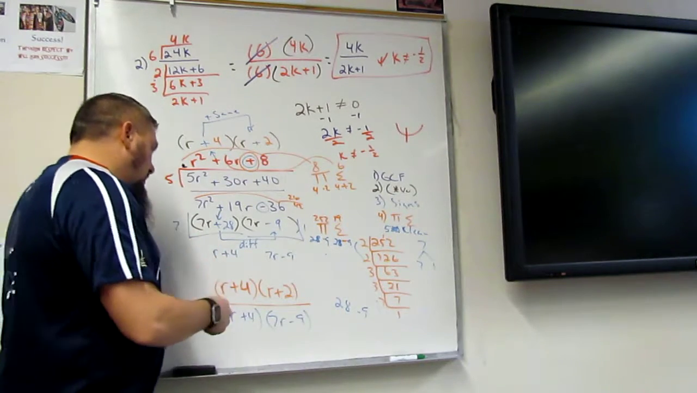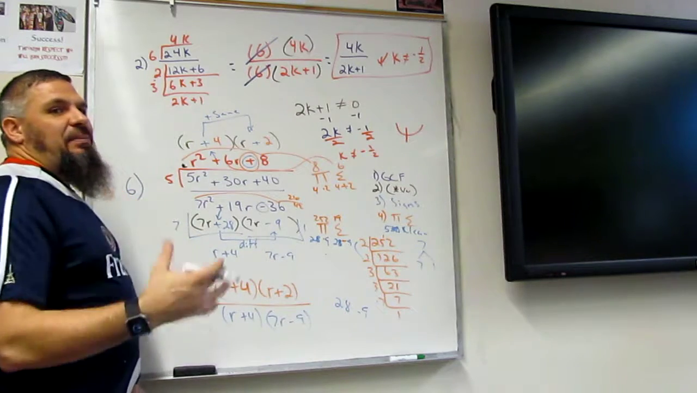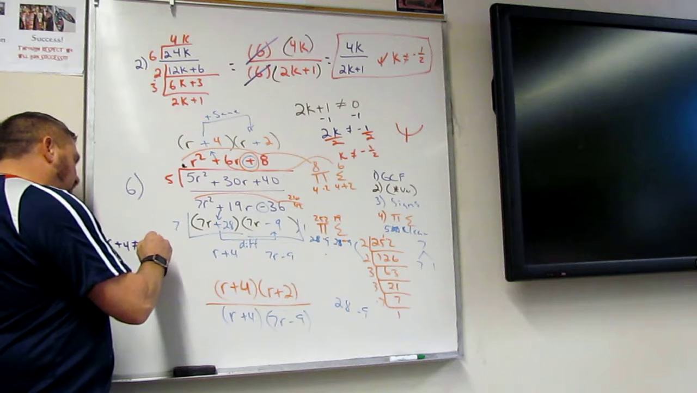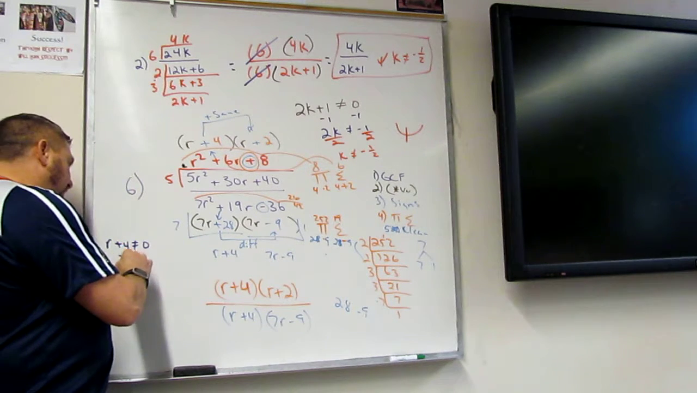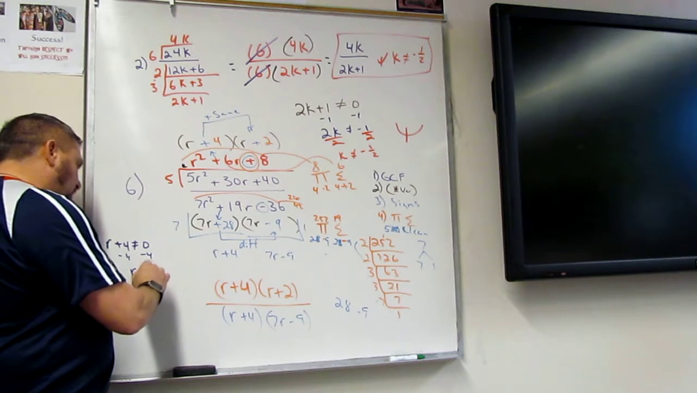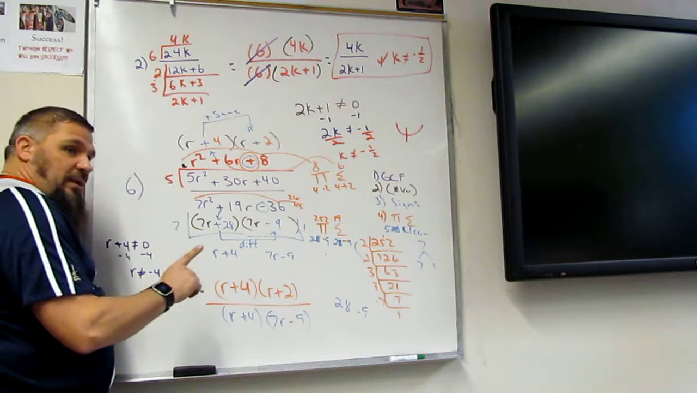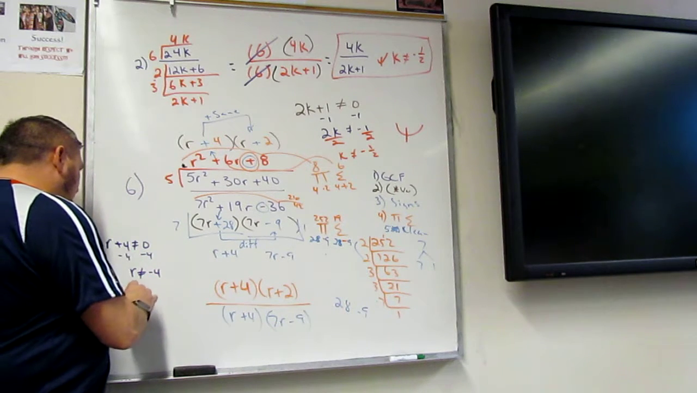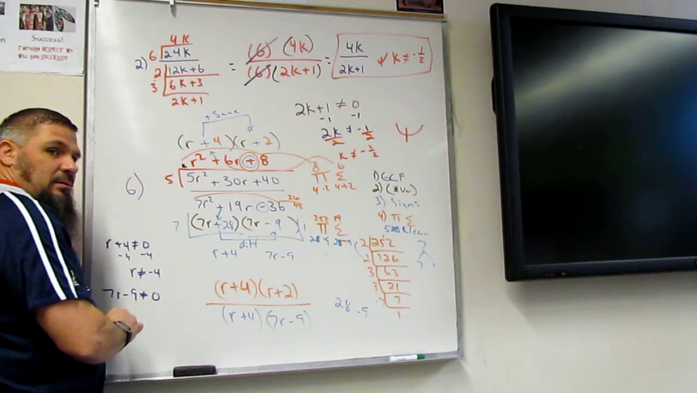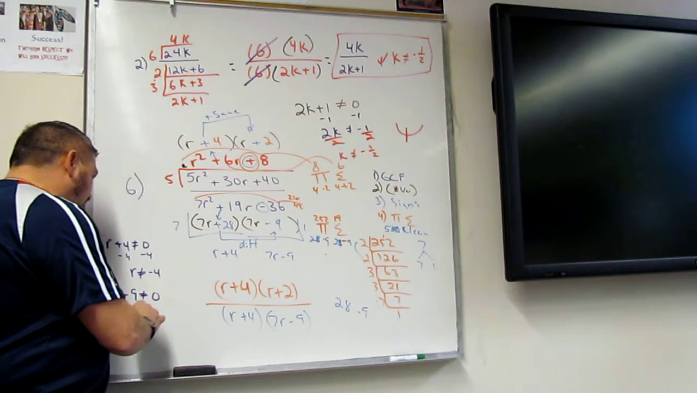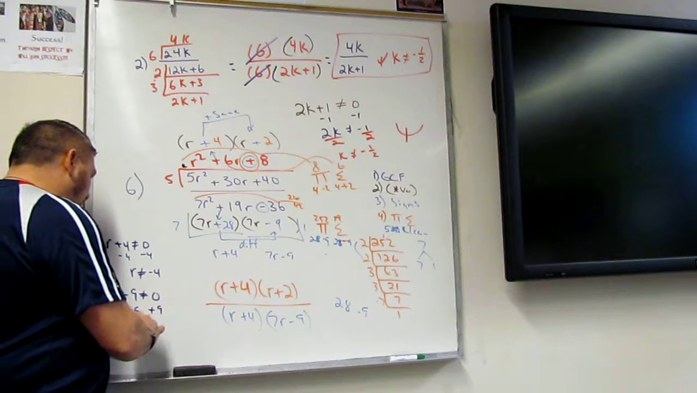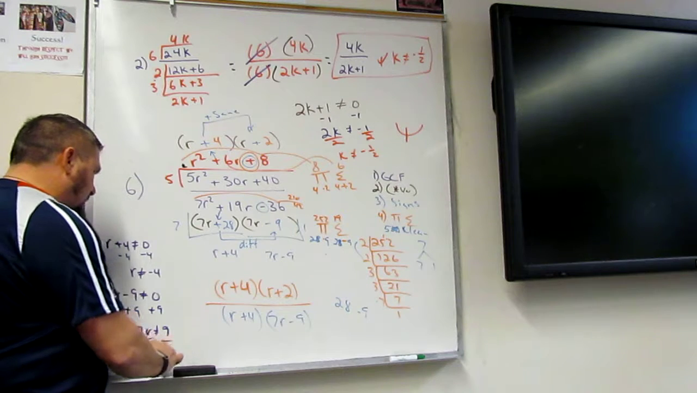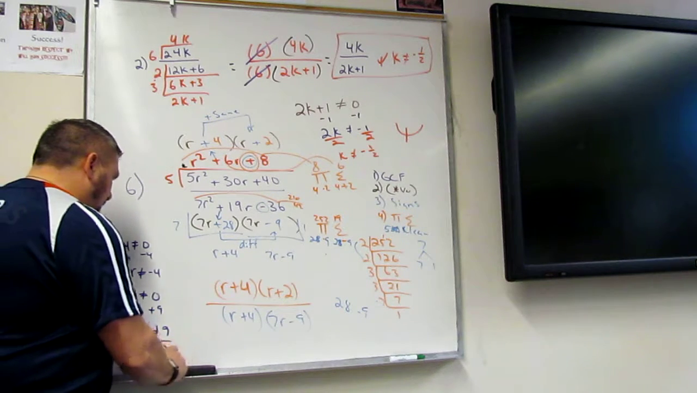Now, I need to know what X cannot be, or in this case, what R cannot be. R plus 4 cannot equal 0. So then I subtract 4, and I get R cannot equal negative 4. Right? And I also got to set this one up. 7R minus 9 cannot equal 0. So I'm going to add 9. And then I'll divide by 7. And I get R cannot equal 9/7.